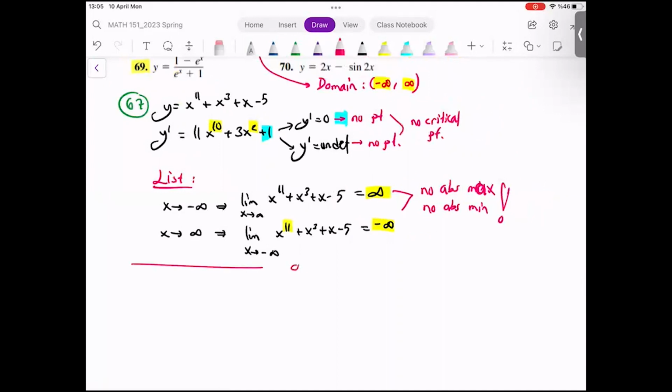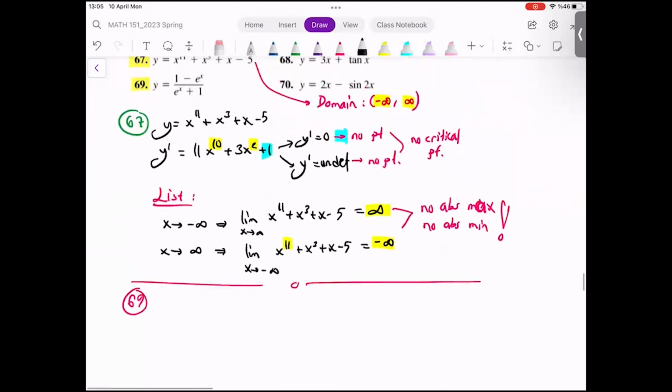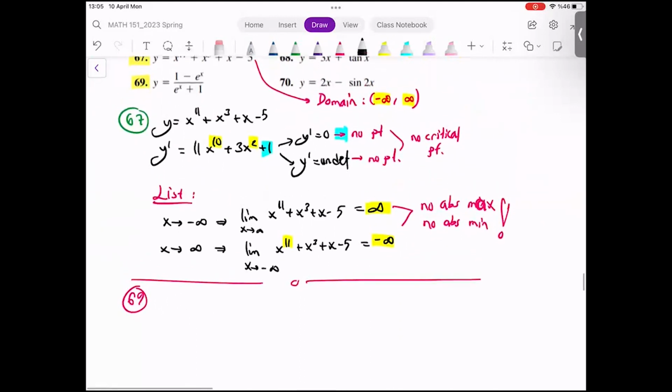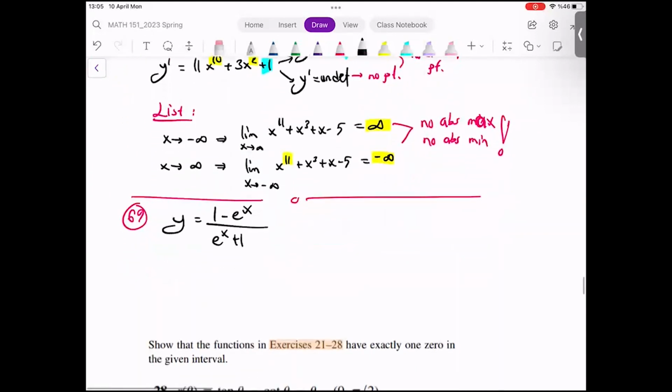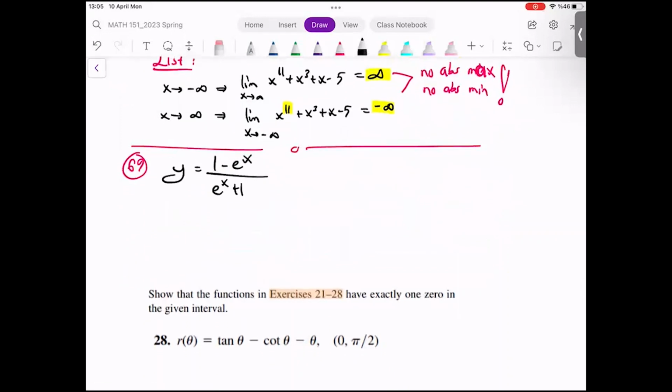Let's continue with 69. This time, you see the function there: y equals 1 minus e to the power x, divided by e to the power x plus 1. The question is the same. So we search for the absolute maximum values.